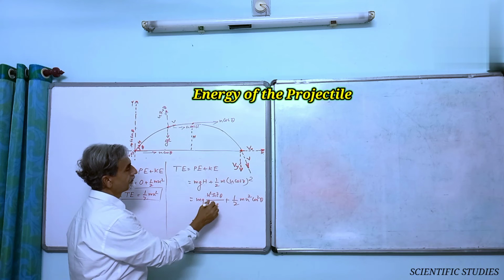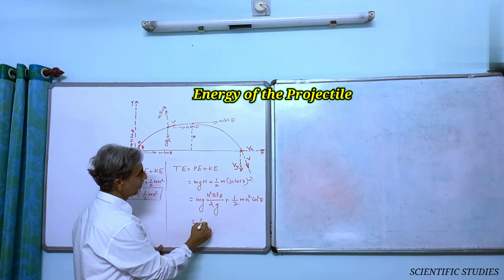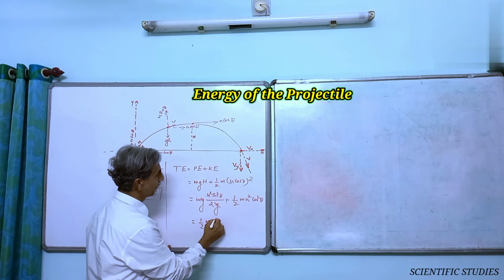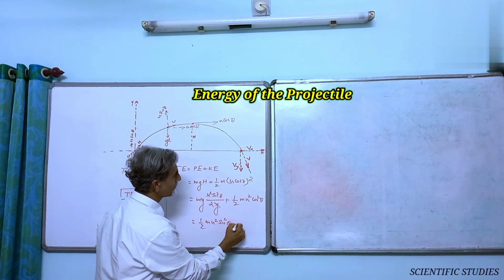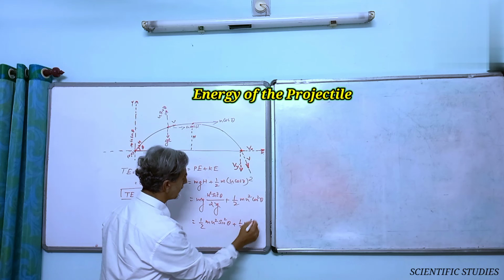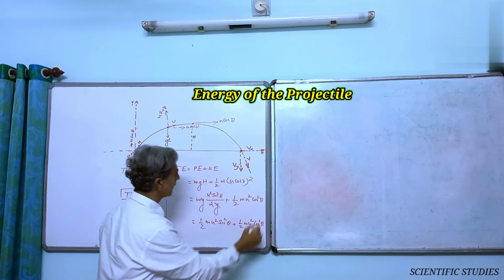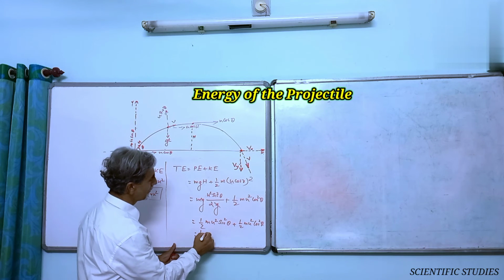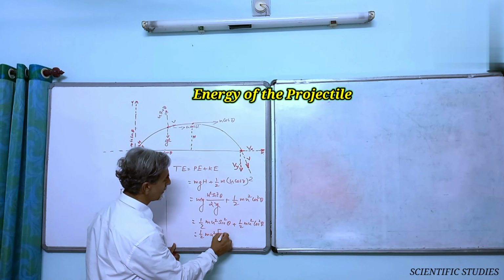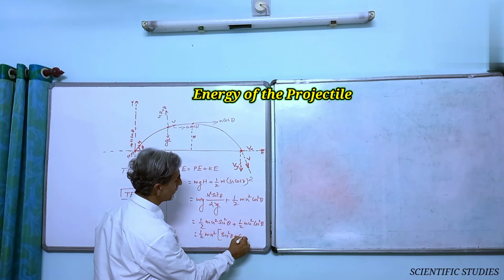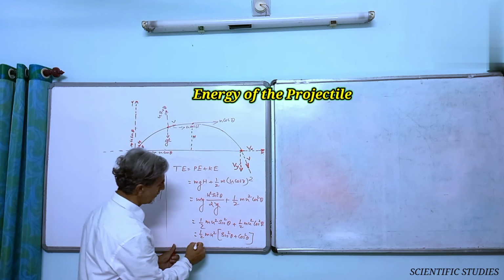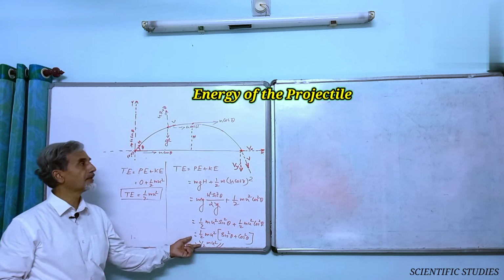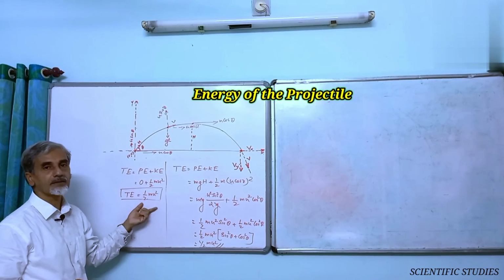that is equal to 1 by 2 m u square sin square theta plus 1 by 2 m u square cos square theta, that is equal to 1 by 2 m u square into sin square theta plus cos square theta, that is equal to half m u square. That is, the total energy at the maximum height is half m u square.